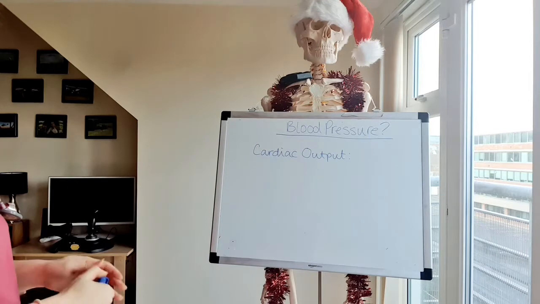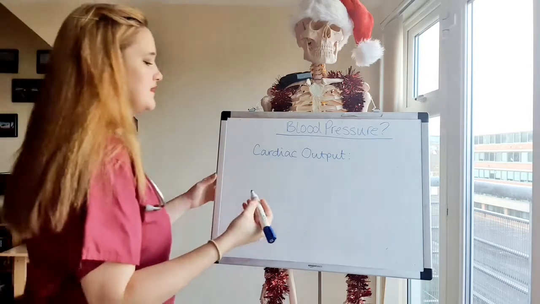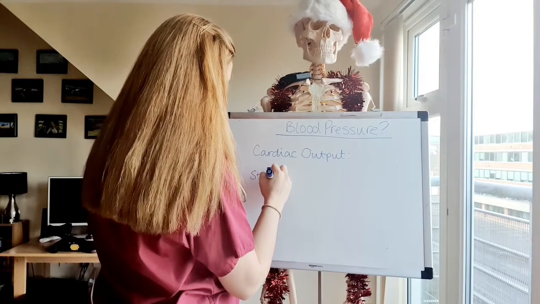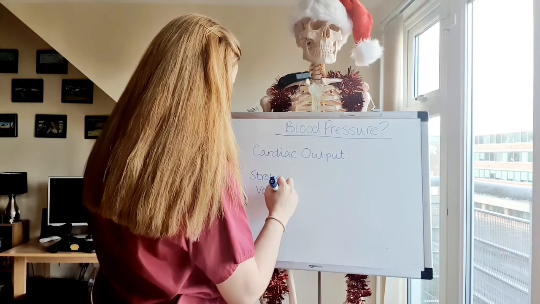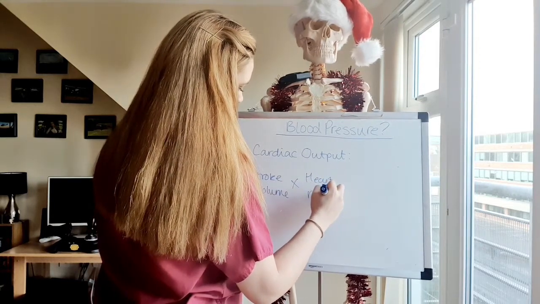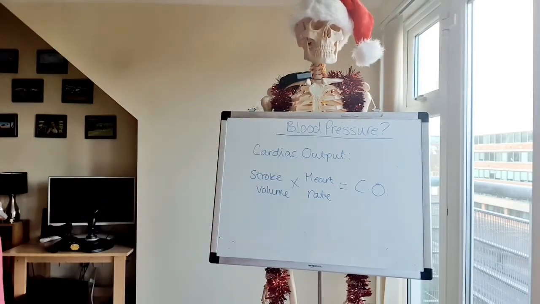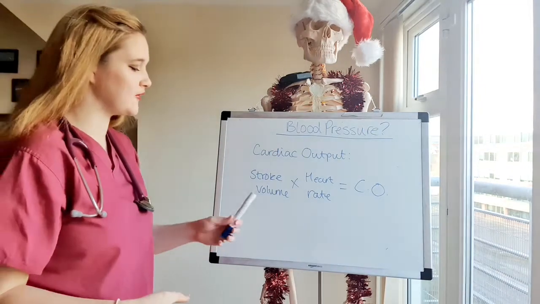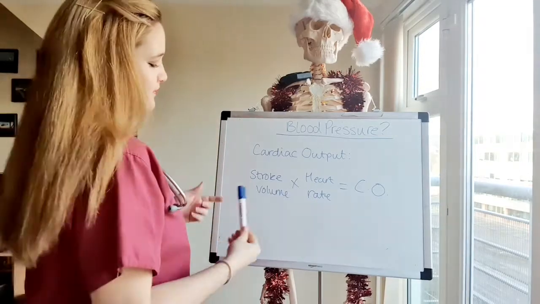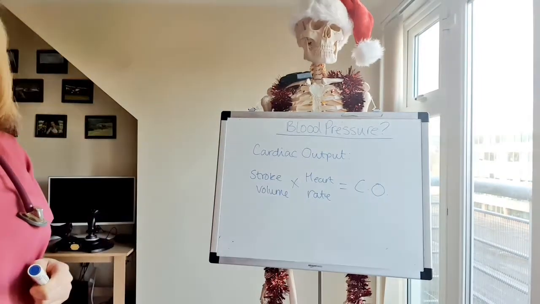Now going back to our other one, which is cardiac output. There's actually an equation that we can do for that. So cardiac output is stroke volume times heart rate, and that will give you cardiac output. All right. So what is stroke volume? Stroke volume is the volume of blood that's pumped from the left ventricle per heartbeat. So we've got that, and then times our heart rate, we know how to get that, and that will give us our cardiac output.